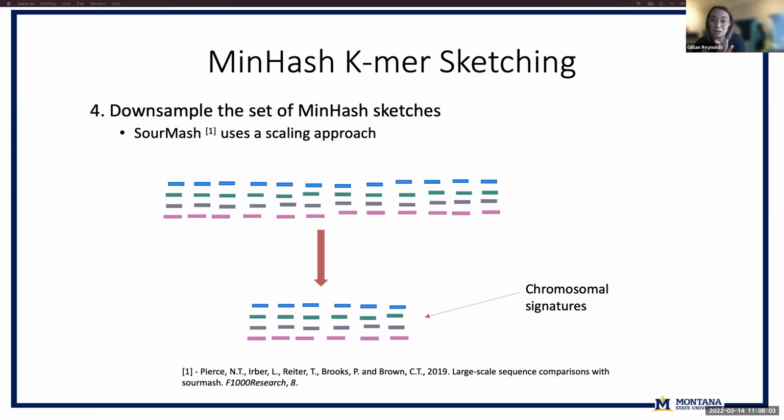And then this is where the real beauty is. We then downsample the set of min-hash sketches. There are multiple ways to do this, but Sourmash uses a scaling approach. With Sourmash, you provide a scaling factor, for example 1,000, and Sourmash will keep around 1 in 1,000 k-mers in the data set. And what this gives us is a signature, and in my example, a chromosomal signature.